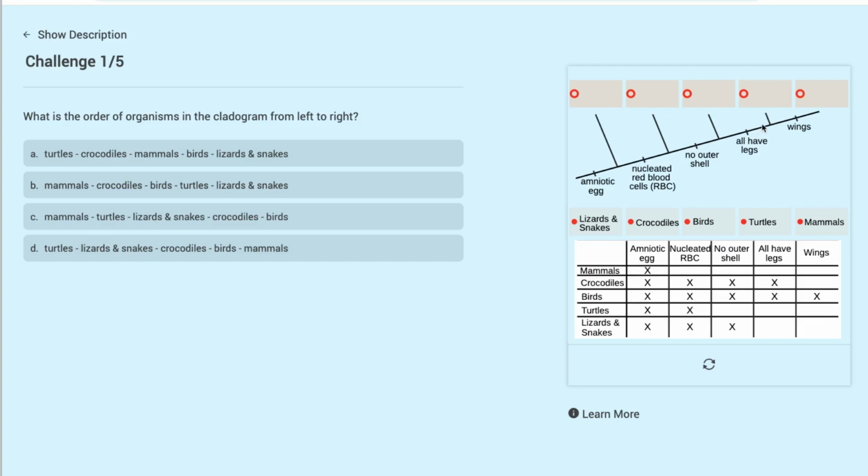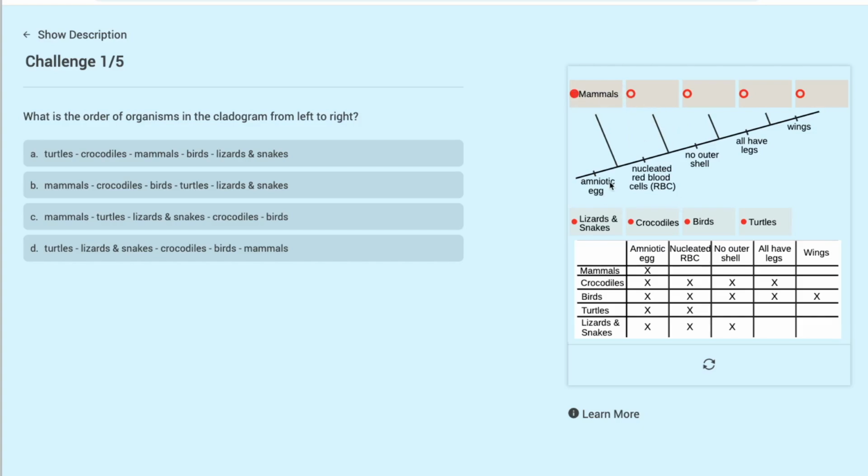On the cladogram, it has a list of traits. Amniotic egg is first, red blood cells, no outer shell, all have legs and wings. So then you have to look at the character table and place those organisms where they go. If we look, the mammals only have one trait on this list, and that's the amniotic egg. On the cladogram, the first trait you come to is amniotic egg, and there's a branch with a blank. So we're going to put the mammals on that branch because all they have is an amniotic egg.